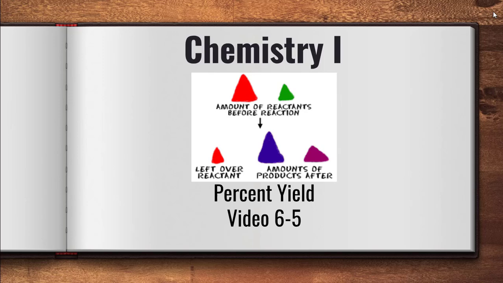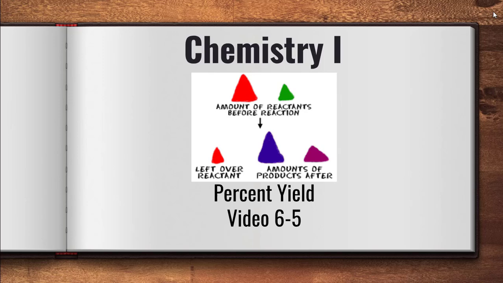What I'm trying to get at is that when we are in a lab and we're performing an experiment, let's say we start with so many amounts of the reactants and we try to get this amount of product. Well, as you know, experiments don't always go the way that we plan. So we use percent yield as a way to determine how accurate our experiment was.